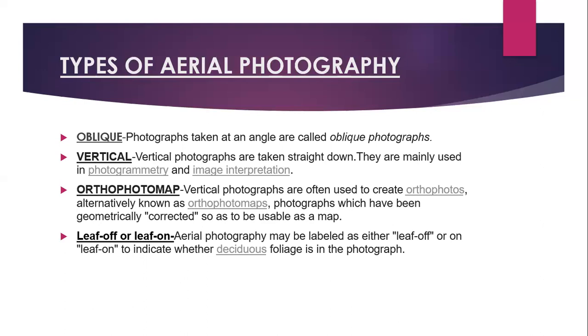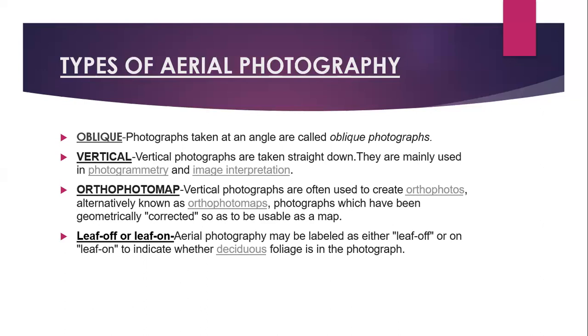Okay, next one is vertical photographs. Now vertical photographs come under straight down photographs. That means any photograph which is taken at an angle of 90-degree, or it can be 180-degree as well. That means it should be straight. They are mainly used in photogrammetry and image interpretation. These topics will come later on.